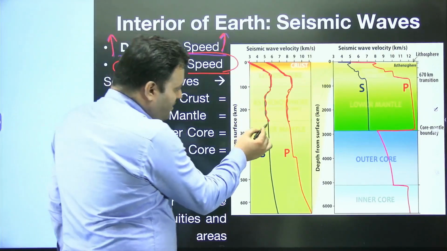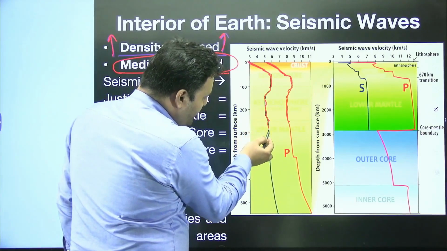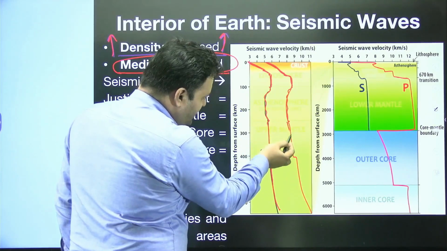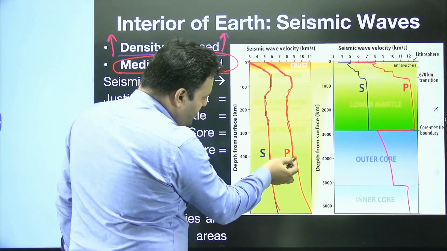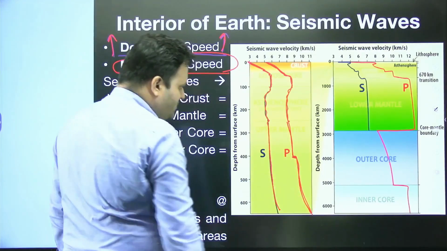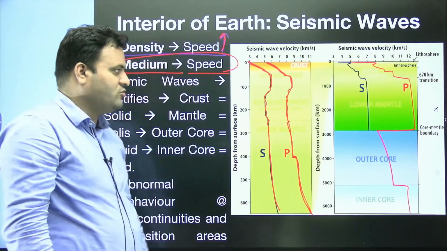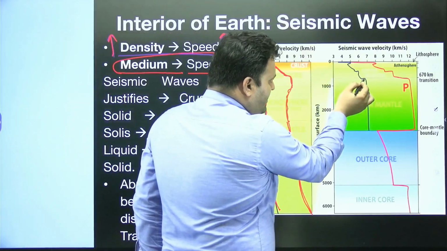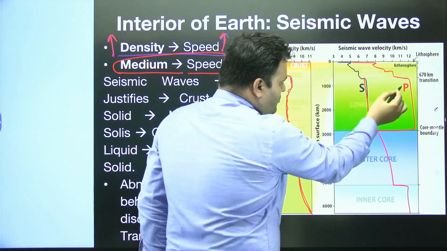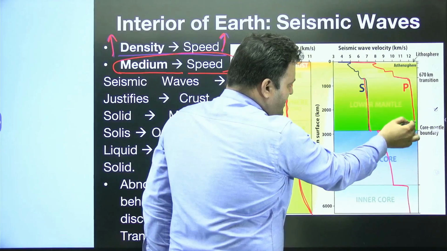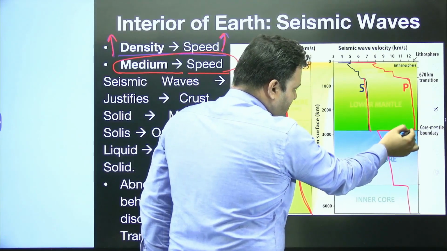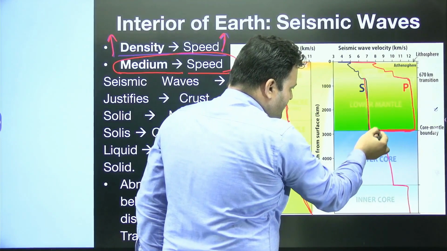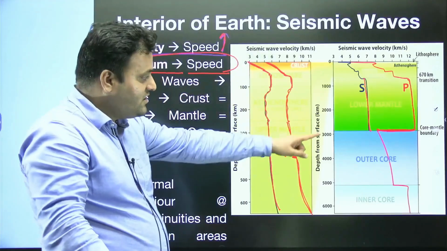Then again we have the upper mantle, and the upper mantle will show us a pattern of gradually increasing velocity, and here we have one sudden increase when it is passing through the upper mantle. Let's continue from the upper mantle. After the upper mantle, when there is a lower mantle, we have some sort of increase, and suddenly when there is an outer core, the P wave is going to reduce in terms of its speed. Why is there a reduction in the speed?